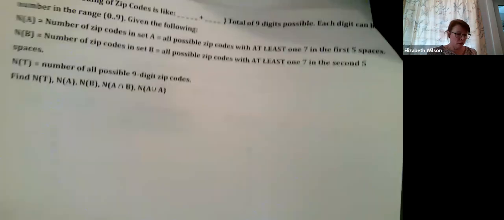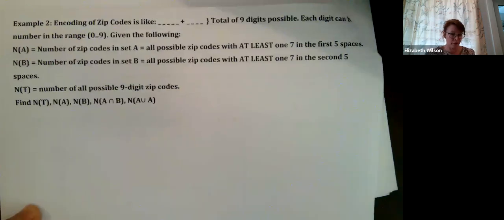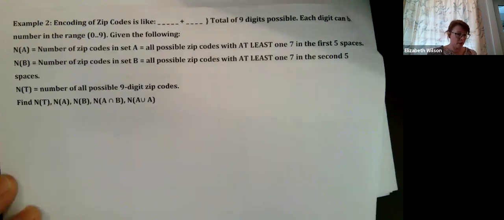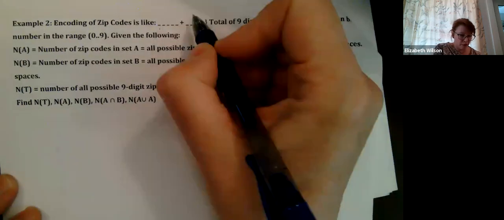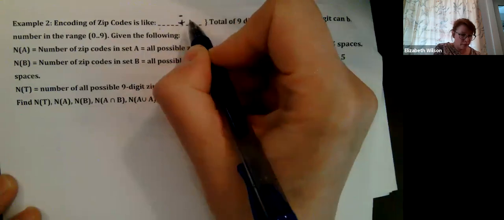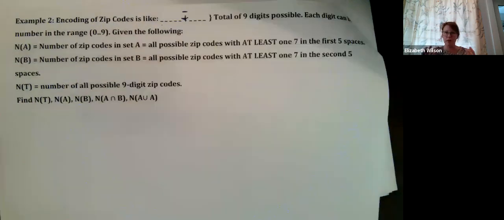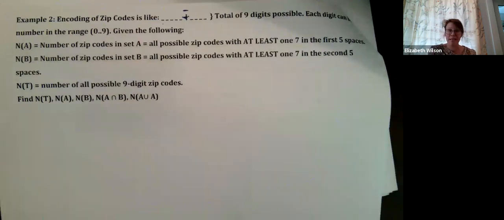Okay, so next one, example 2. Example 2 says, all right, let's talk about it. We're going to read it and then we're going to talk about it. So we have zip codes, right? Zip codes have 5 digits, and I put a plus here just to say this is like an and sign. But really the zip codes have 5 digits, a dash, and then 4 digits. So I've got 5 digits and 4 digits, for a total of 9 digits, okay?